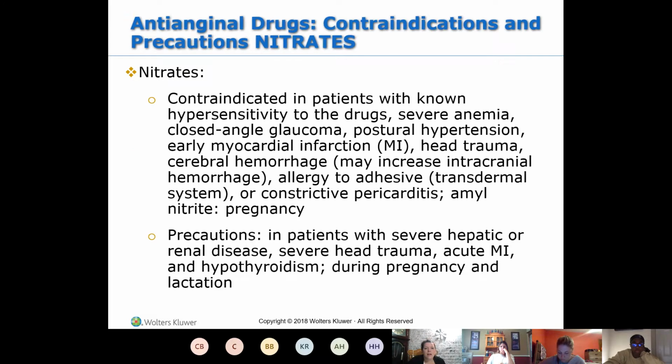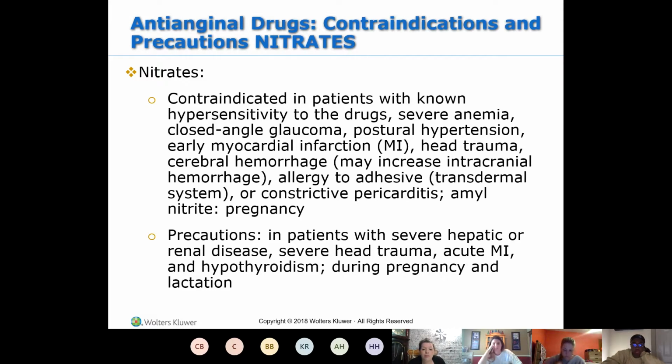All right. So nitrates are contraindicated in patients with a known, see, this is where it starts to be real wordy, but I'm going to just break it apart slowly and it's going to all kind of make sense to you guys. Remember the box that I showed you when we were talking about the last chapter? If you look on page 412, there's another little box with interactions. That's where this is being pulled from, okay? So nitrates are contraindicated in patients with a known hypersensitivity to the drug, those with anemia, closed angle glaucoma, postural hypertension, with an early MI, head trauma, cerebral hemorrhage.